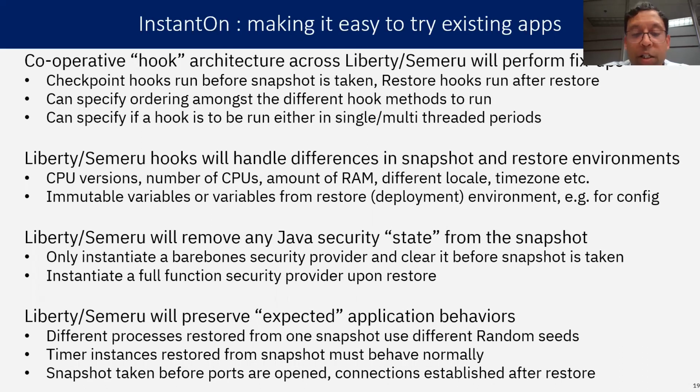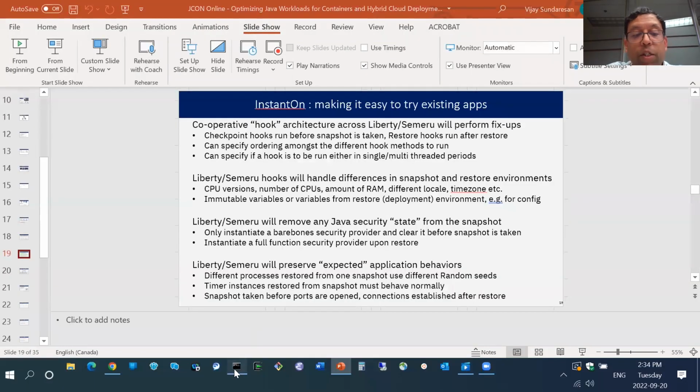For example, we don't want timers to go off all of a sudden because a day has passed between the time you took the snapshot and did the restore. So we compensate for those sorts of things, both through changes in the JCL that are included in the Semeru JDK, but also in the JVM. Okay, so at that point, I will stop sharing this presentation and switch over to the demo.